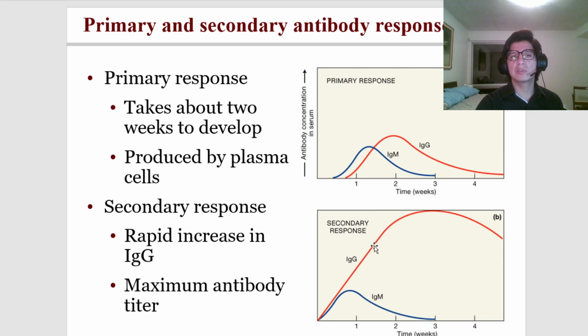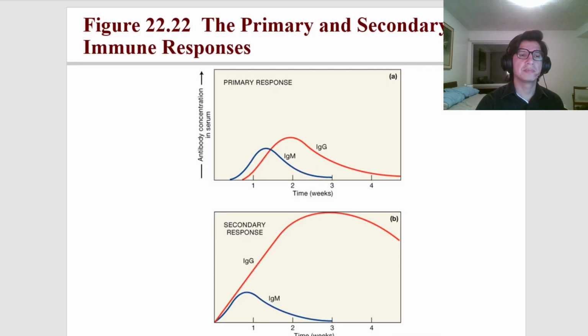Now, if you get exposed to this particular antigen once again and you have memory cells, these memory cells are going to immediately undergo this clonal expansion. They're going to divide, clone themselves over and over again, and immediately create this antibody response. So it's going to be faster, more sustained.